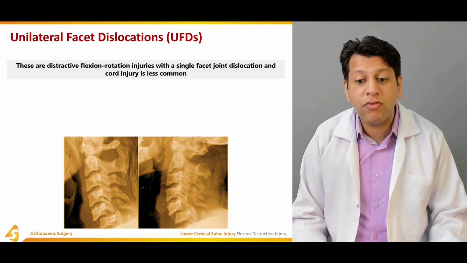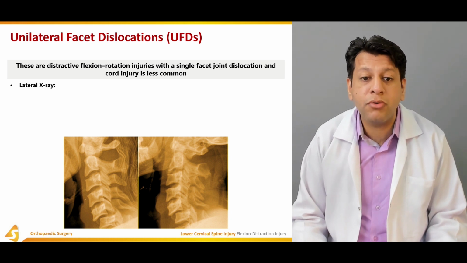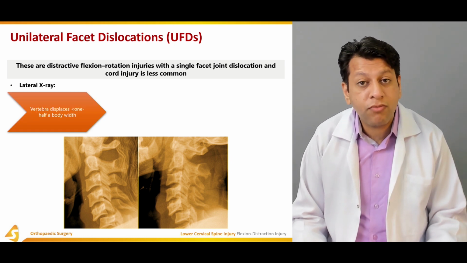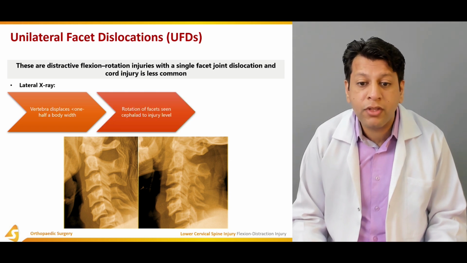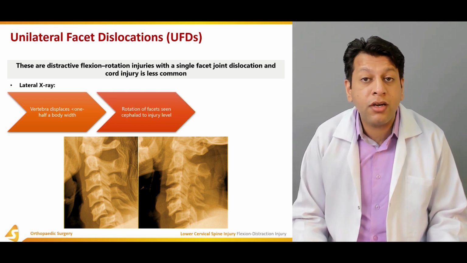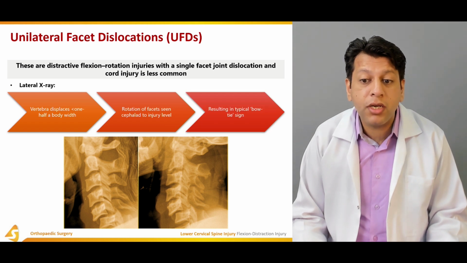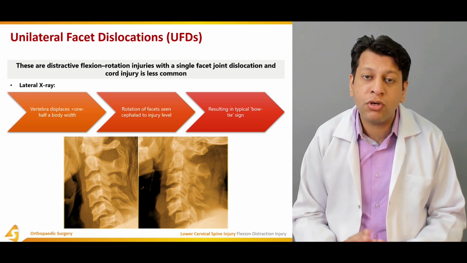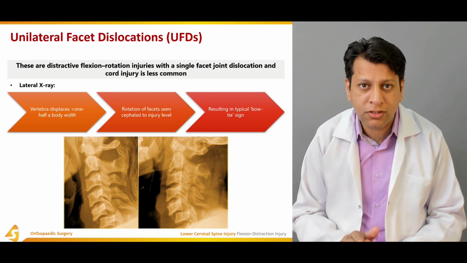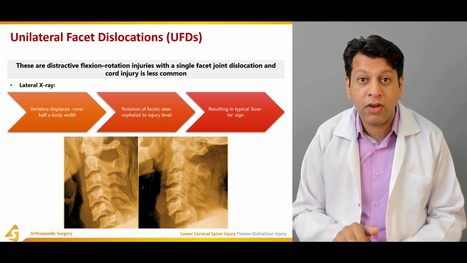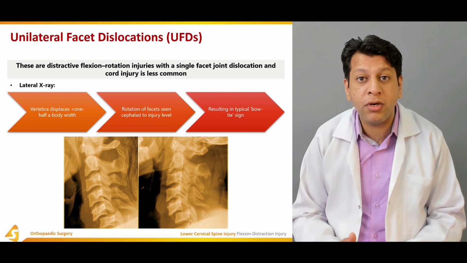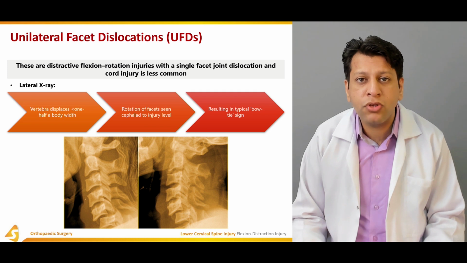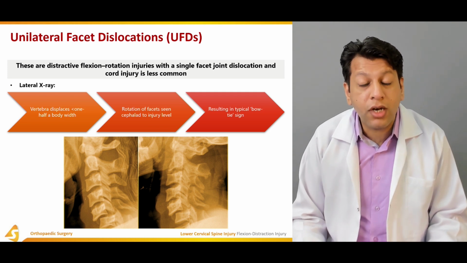With that kind of injury, when you look at the lateral x-ray, this classically produces a bow tie sign. When a vertebra displaces less than one half of the body width, as I already told you, this rotation of the facets can be seen at the injury level, resulting in a typical bow tie sign. Because the one vertebra is not only translated forward, although less than half of the body width, but there is flexion as well, leading to a rotational element, and this rotation produces the classic bow tie sign. With a positive bow tie sign, this is usually indicative of unilateral facet dislocation.